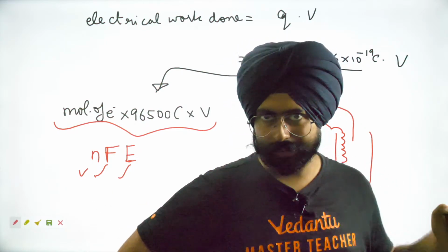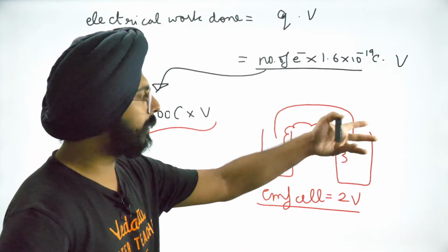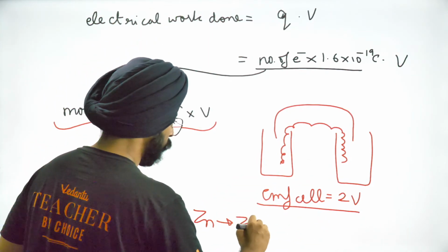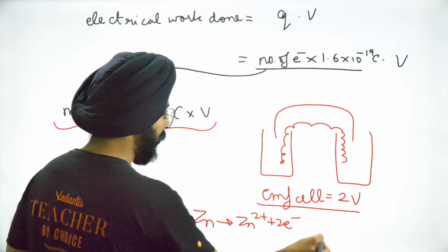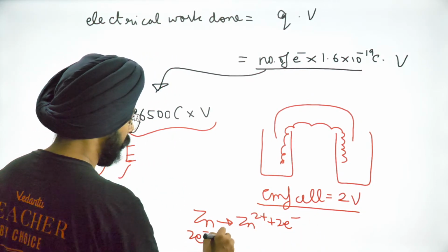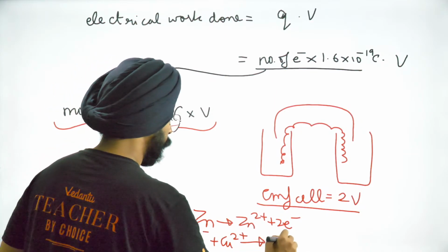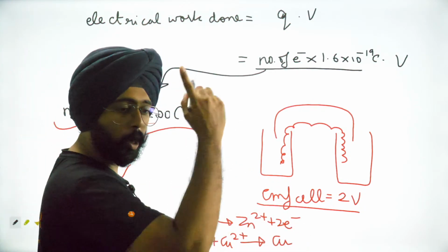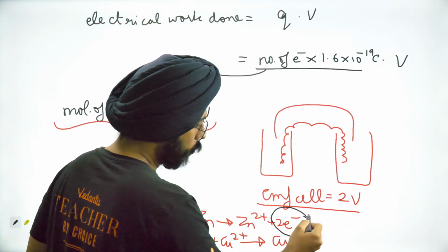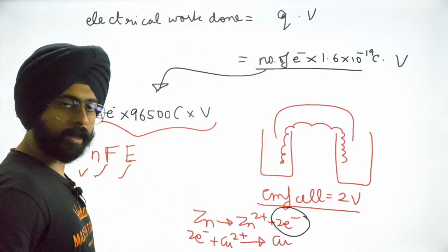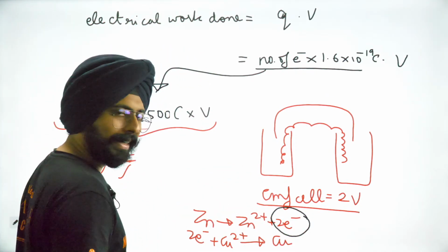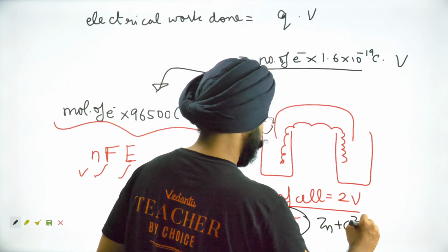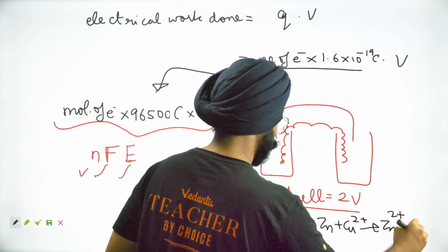Okay. Now for this particular cell, let us think that it is a Daniell cell. What is a Daniell cell? Daniell cell is when zinc goes to zinc 2 positive plus 2 electrons, and these 2 electrons are taken by copper 2 positive to go back to copper, right? So for this particular cell we need to take 2 electrons as the value. Okay, why? Because when I do the complete reaction, what will be the complete reaction? Zinc plus copper 2 positive goes to zinc 2 positive plus copper.